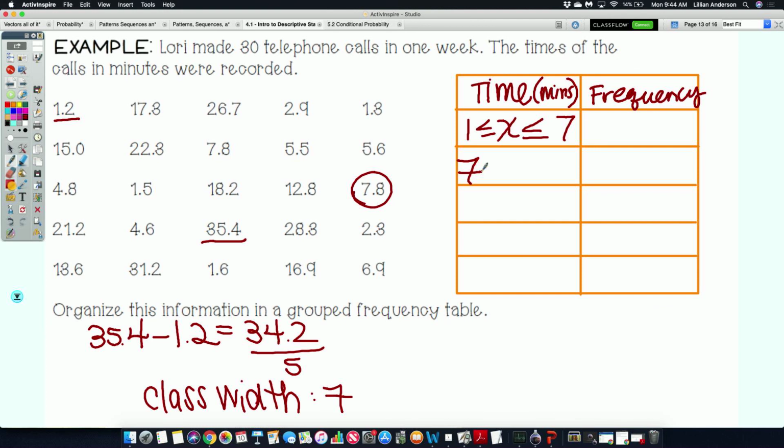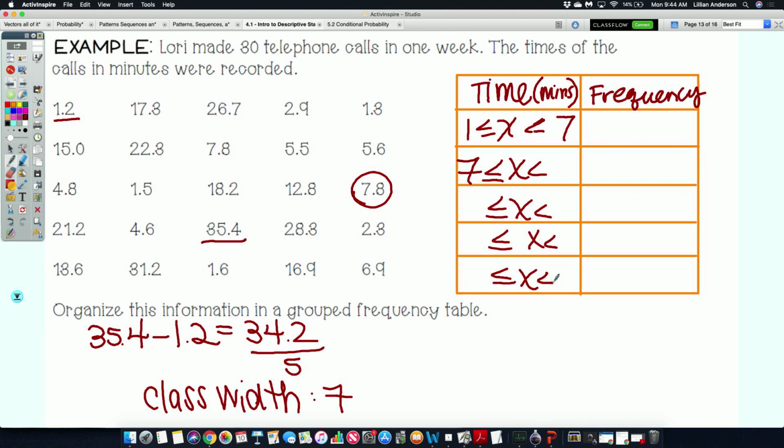Would you count it twice? I would not count it twice. It would not be included in this one, because the first one's only going up to 7. But this one would include any data points that are equal to 7. So this is how all of your inequalities will be set up. Questions?